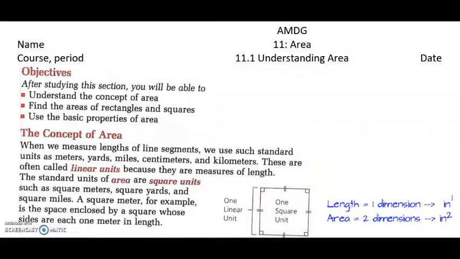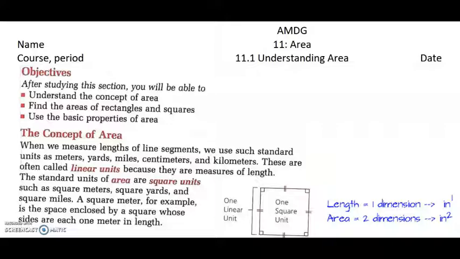As we begin our unit on area, we need to look at the concept of area. When we measure lines, we measure a distance from point A to point B. That's a linear unit. That's measuring one dimension, and the exponent on the unit is a 1. Typically, it's not written, it's implied.